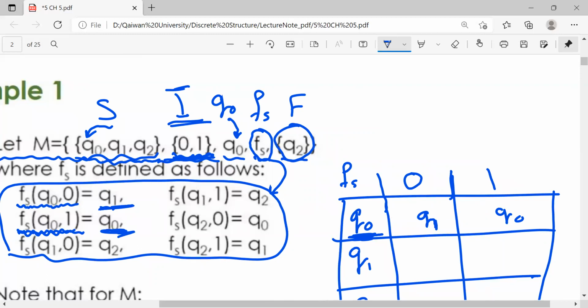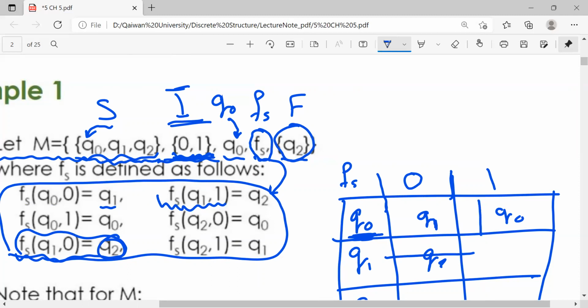And also, Fs for Q1 and 0 equals Q2. Look, this is Q1 and this is 0, it equals Q2. Then, Fs for Q1 and 1, this is Q1 and this is 1. This equals, sorry, it's the above one. It is Q2.